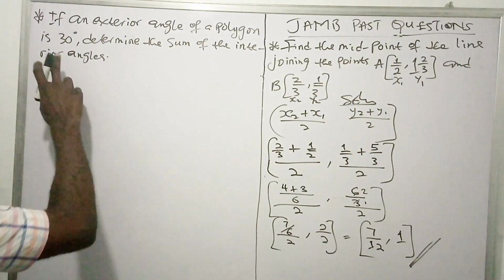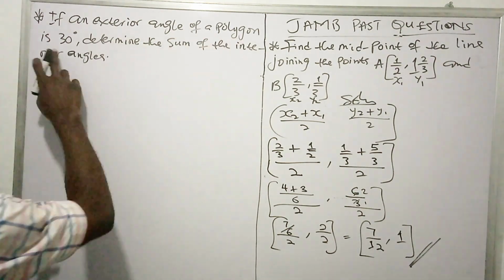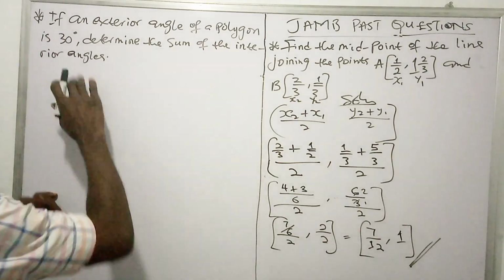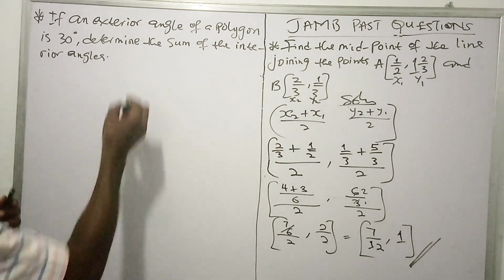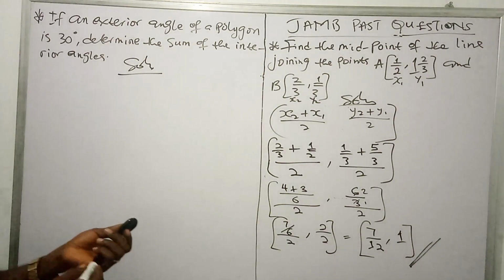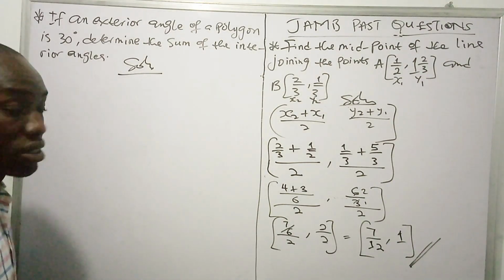Now let's see this. They said if an exterior angle of a polygon is 30 degrees, we should determine the sum of the interior angles. Okay. Now first of all, before we can determine the sum of the interior angles, we need to know the number of sides this very polygon has.